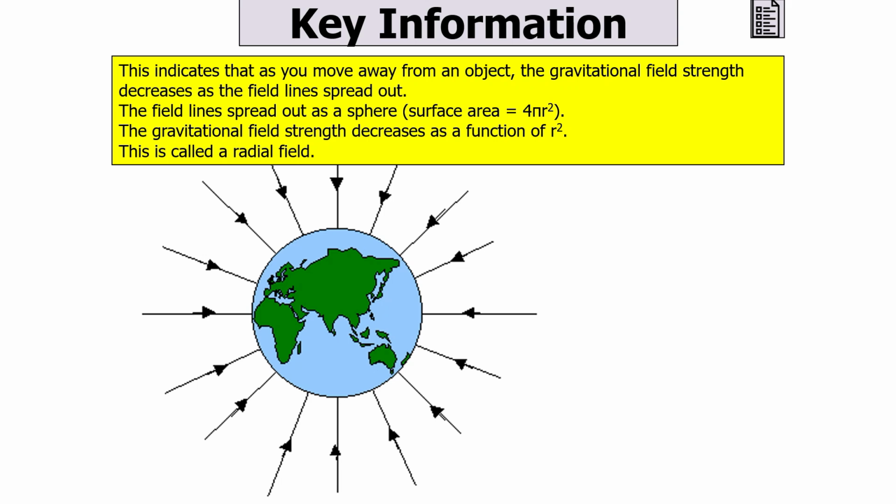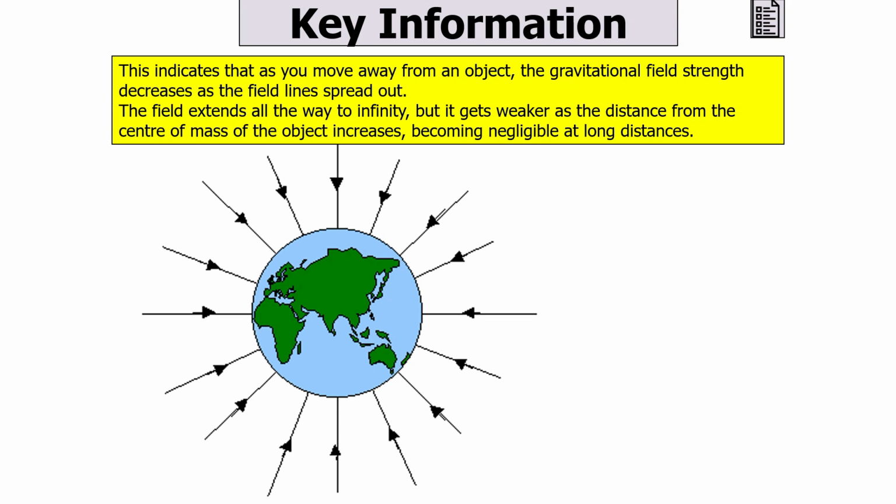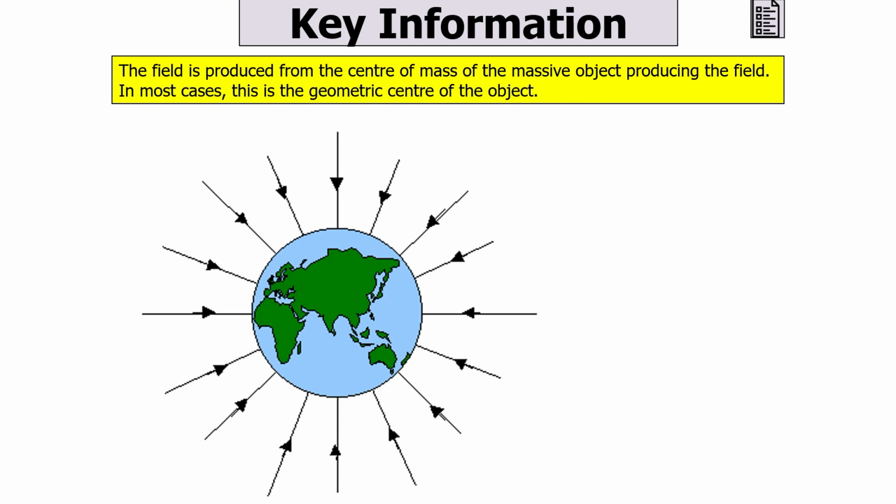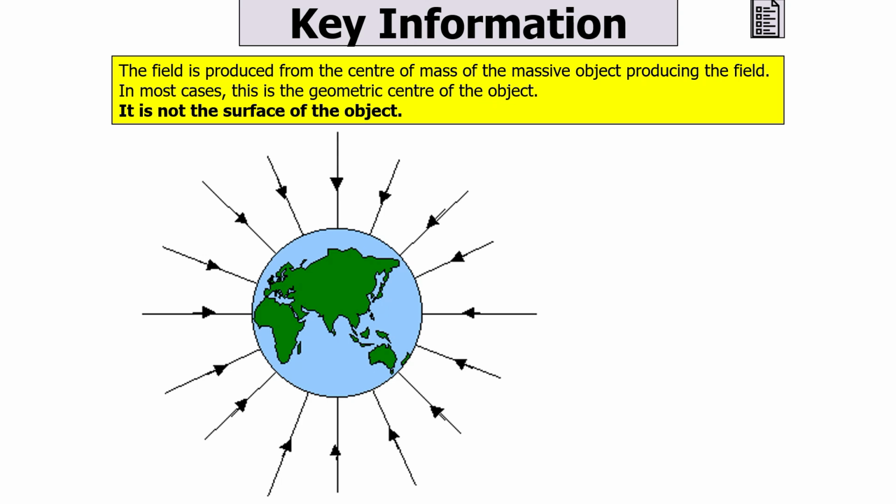Now we note that the field extends all the way to infinity, but it gets weaker as the distance from the centre of mass of the objects increases, eventually becoming negligible at long distances. Now the field is produced from the centre of mass of the massive object producing the field. In most cases this is the geometric centre of the object. It is not the surface of the object.